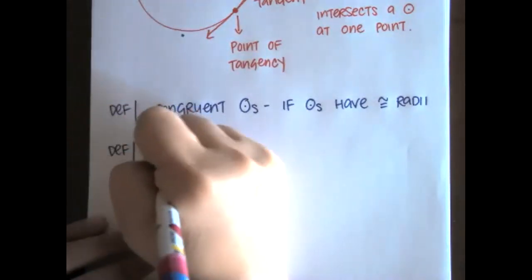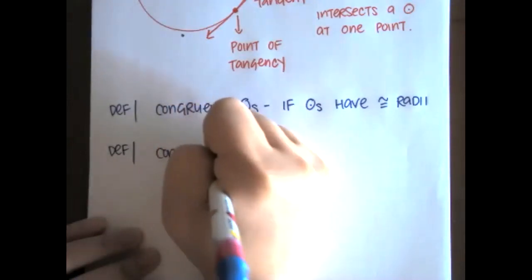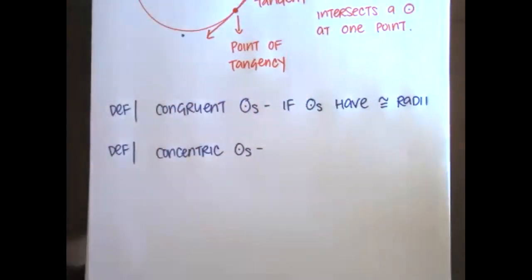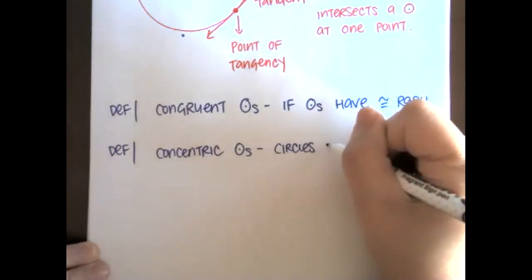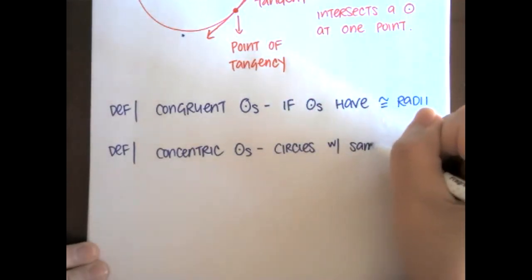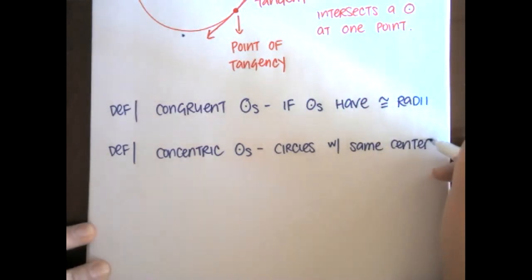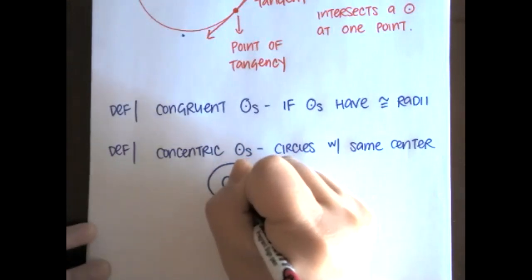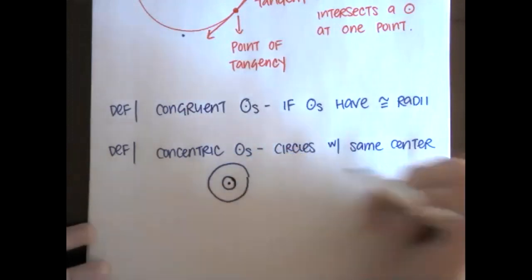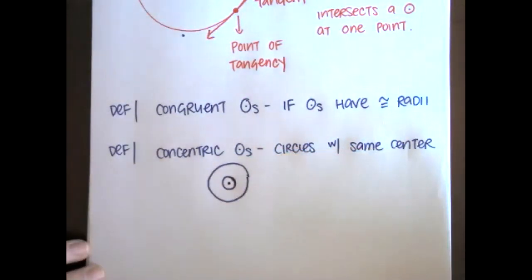Concentric circles. Well, just by looking at the word, CON means together. Centric is referring to the center. So these are circles that have the same center. They look like a target, a dartboard, I don't know. Those are concentric circles.